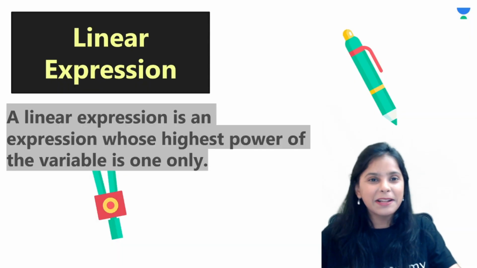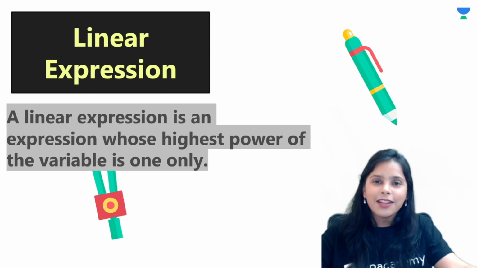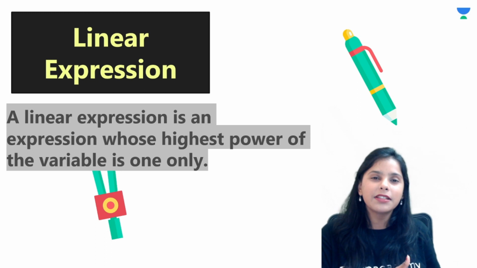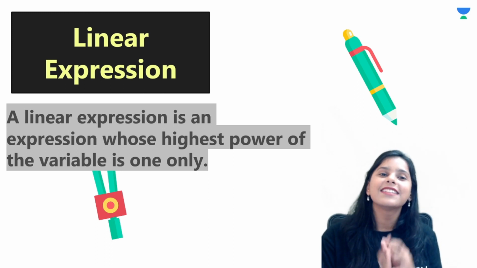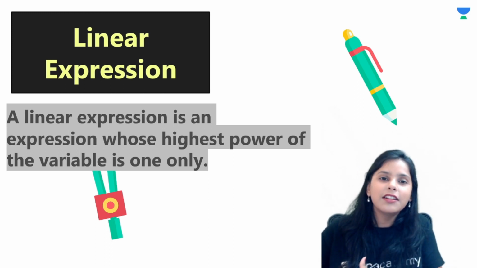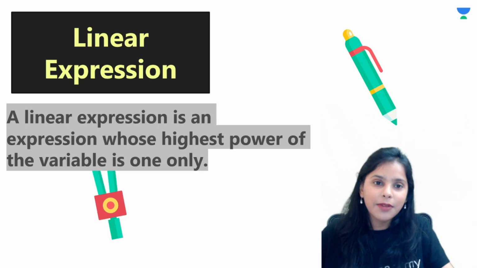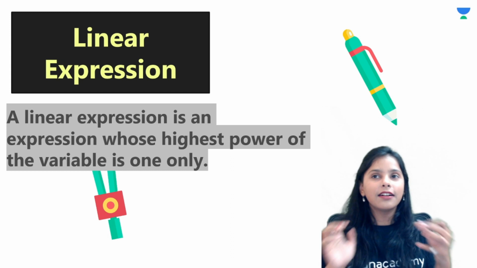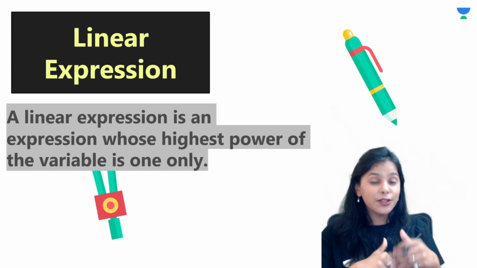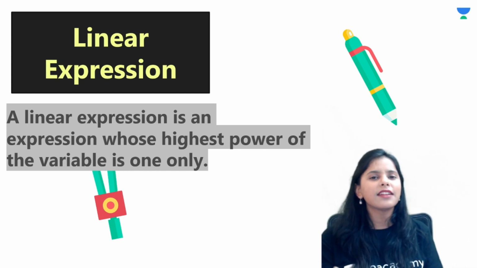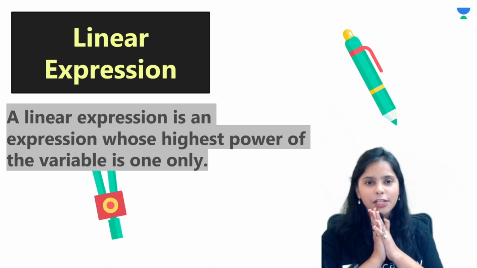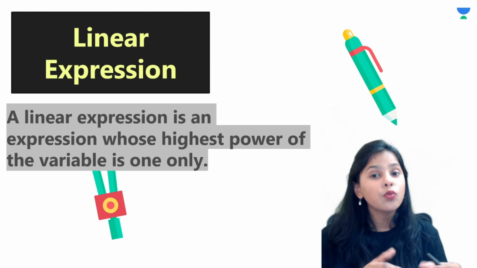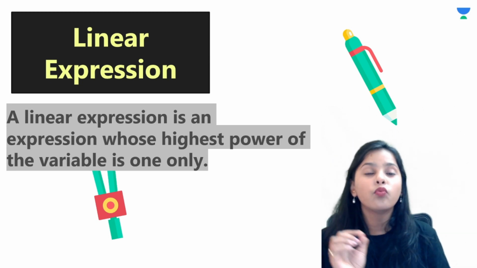Now the topic comes up: linear expression. Now ma'am, what is this linear expression? How is it different from algebraic expression? So guys, linear expression is a further type of algebraic expression. You can say that linear expression is like a very shorter one. Since you are in smaller grades, you need to only understand this term linear expression first. So linear expression is an expression whose highest power of the variable is 1 only.